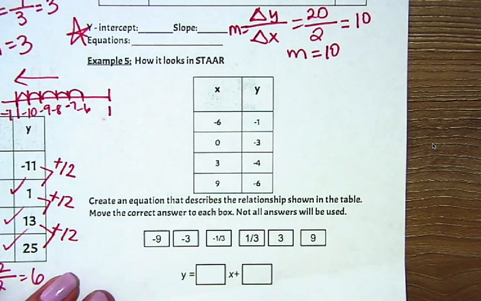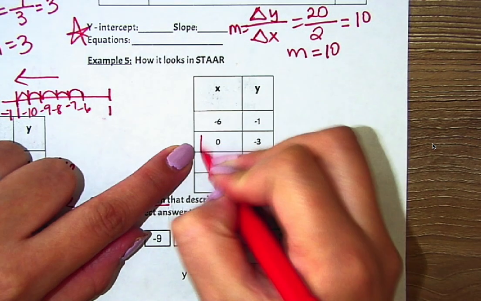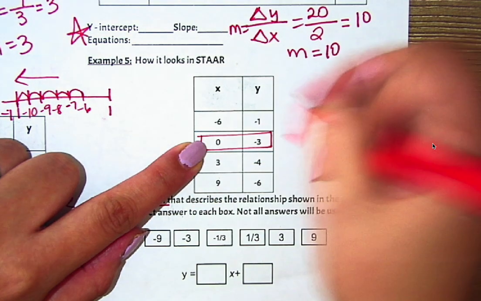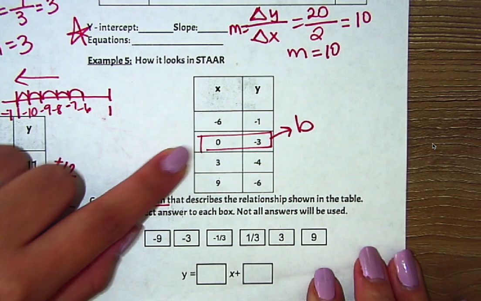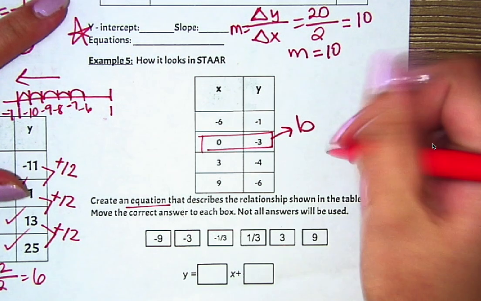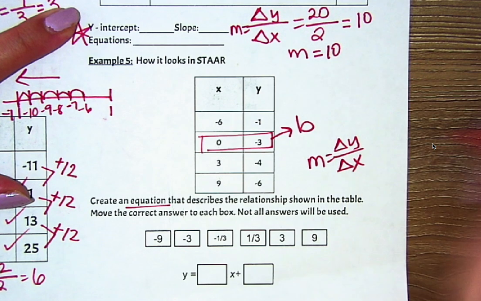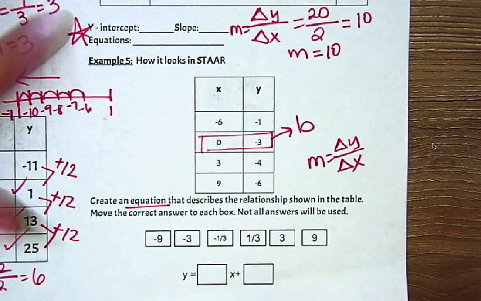For example 5, I pulled this from the STAR from last year. They're going to give you this table again. They want you to create an equation. So you're going to create the equation. I have my x is 0, so you already know what your b is. Okay, so you got half of it. Now you have to find your m. Remember, m is the change in y over change in x. When you're finished with this equation, you're going to come see me so I can check it.